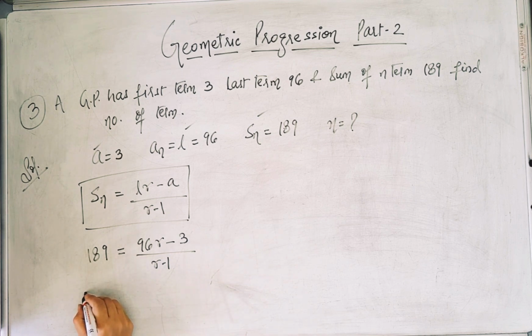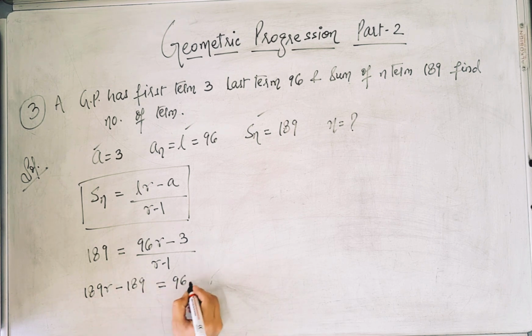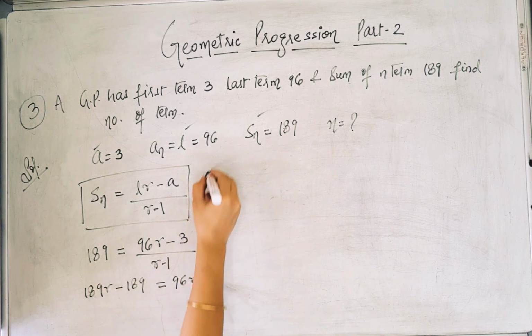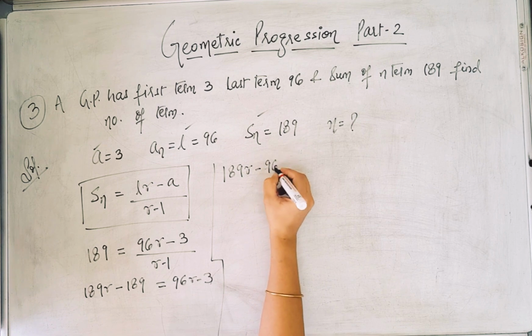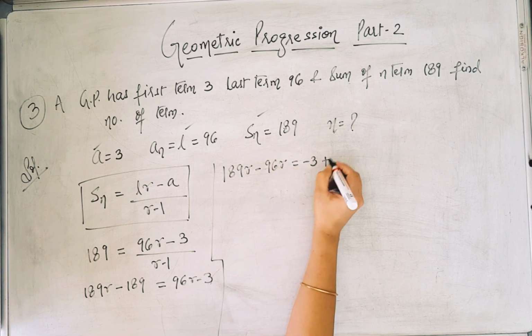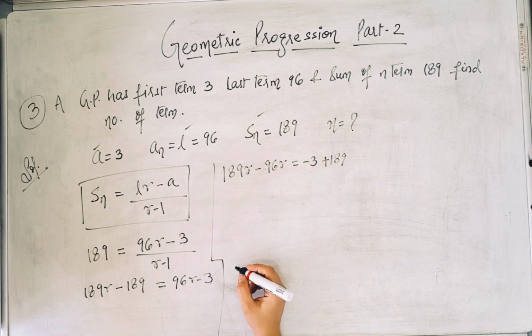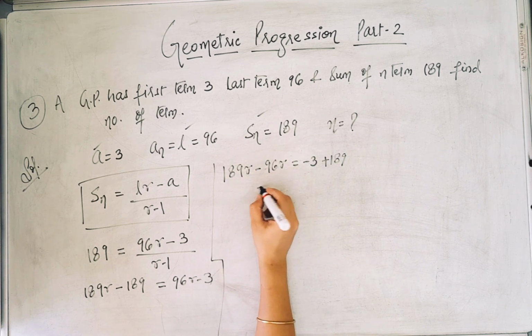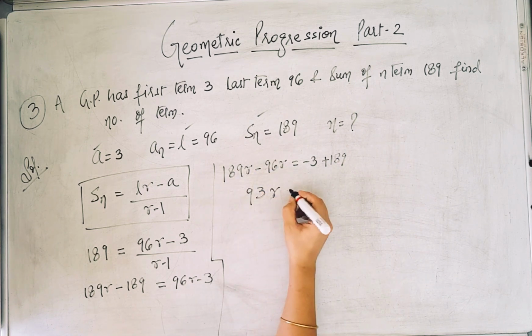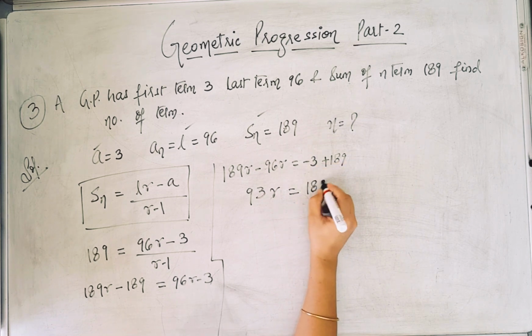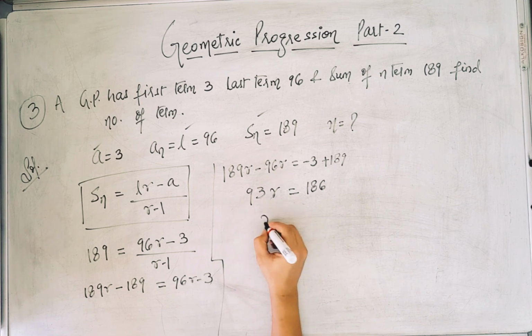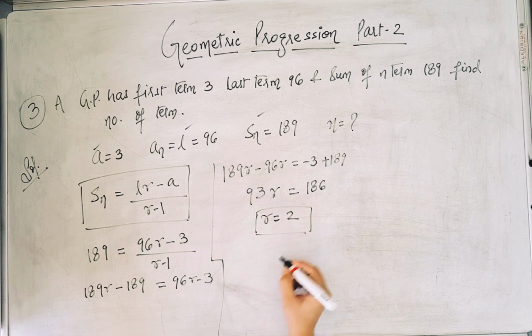We'll cross multiply it. On cross multiplication, 189R minus 189 equals 96R minus 3. We'll shift to this side. So 189R minus 96R equals minus 3 plus 189. So when we solve, 9 minus 6, 3, 18 minus 9, 93R is equal to, this will come to be 9 minus 3, 6, 186. So now R will be what? 2. We have got R.